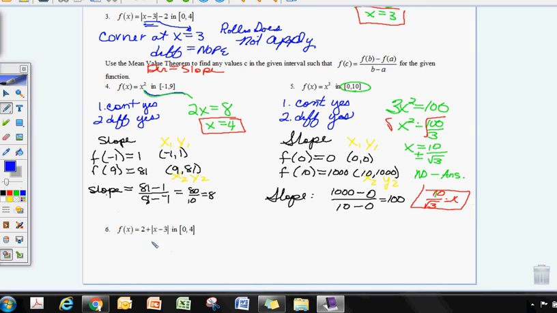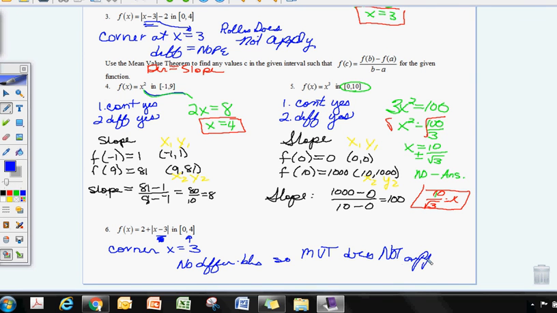One more, and then page 1 is done. Wait! It is an absolute value. It has a corner. Oh, look, the corner is at x equals 3. Is that going to work? Not differentiable. So MVT does not apply. Done. Okay, so we're going to see if this page now works.